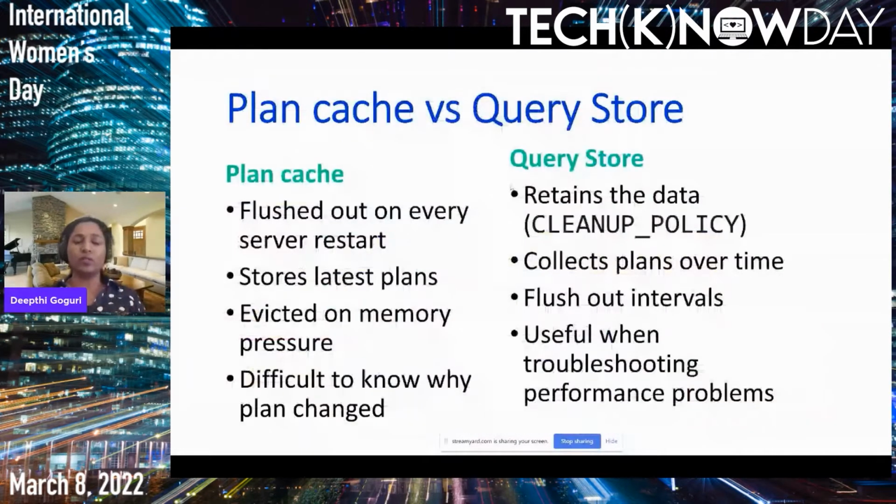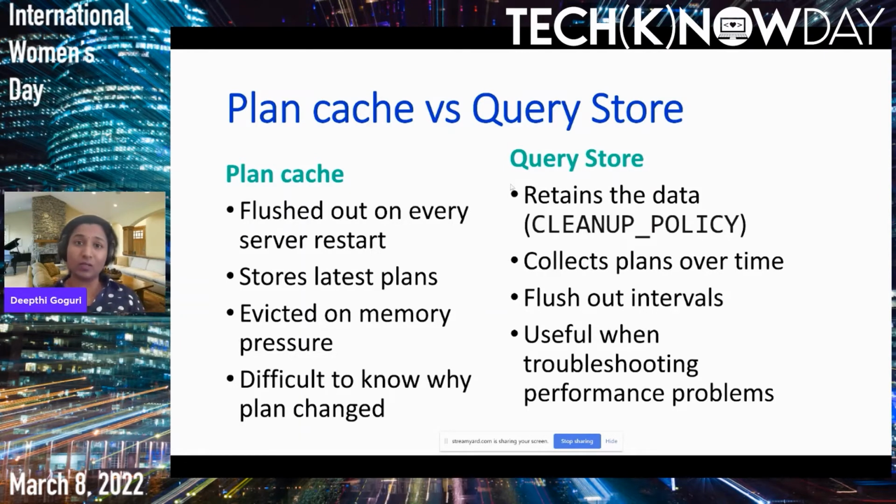Now, you might have a question: but we have the plan cache, right? Why do we need to enable the query store and capture all of this information? I agree, we do have the plan cache, but let's see the differences between the plan cache and the query store. With the plan cache, the least recently used query plans will be flushed out whenever there is memory pressure. And it will be flushed out every time you restart the SQL Server.